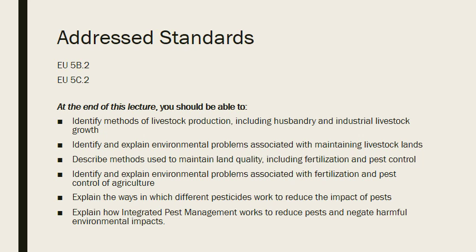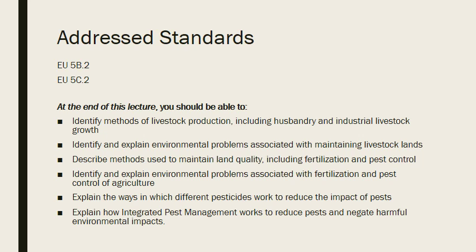So by the end of this lecture, you should be able to identify methods of livestock production, including husbandry and industrial livestock growth, identify and explain environmental problems associated with maintaining livestock lands, describe methods used to maintain land quality, including fertilization and pest control, identify and explain environmental problems associated with fertilization and pest control of agriculture, explain the ways in which different pesticides work to reduce the impact of pests, and explain how integrated pest management works to reduce pests and negate harmful environmental impacts.